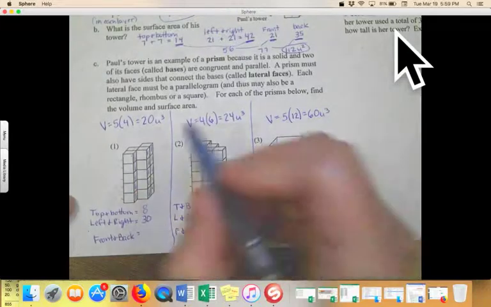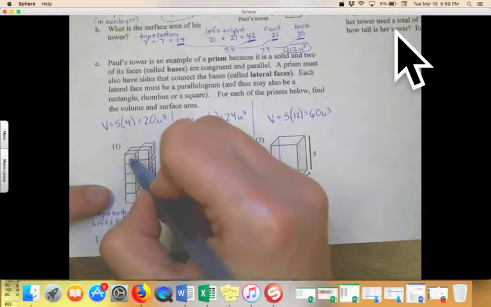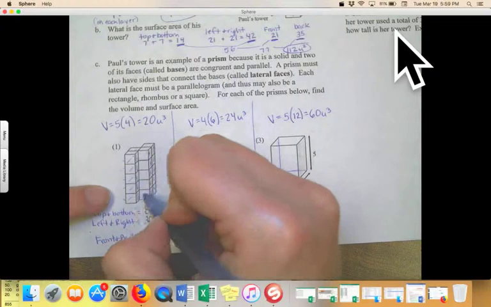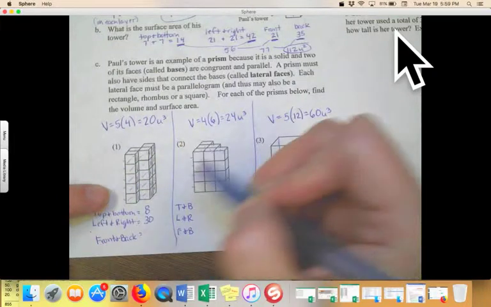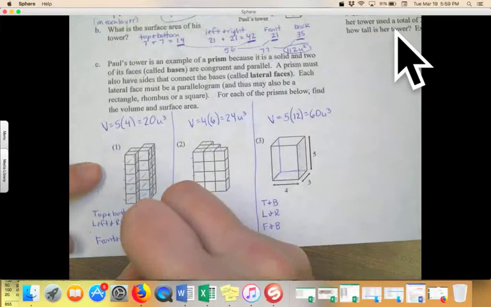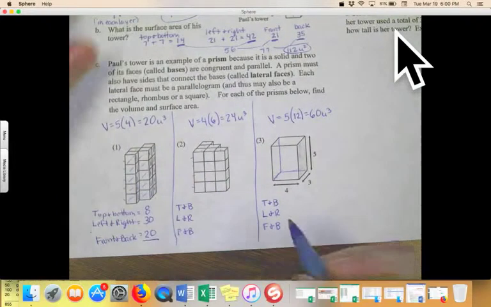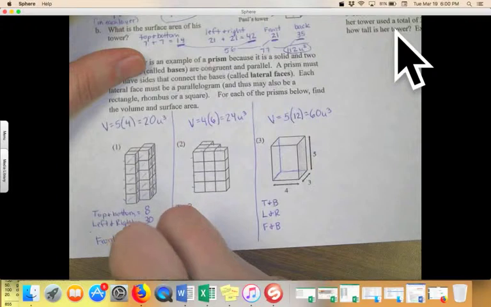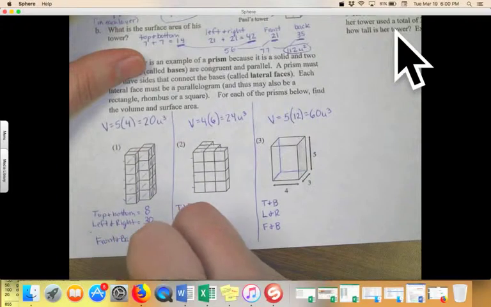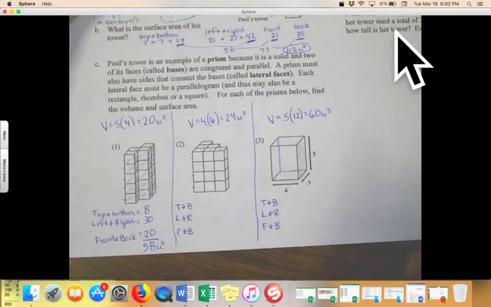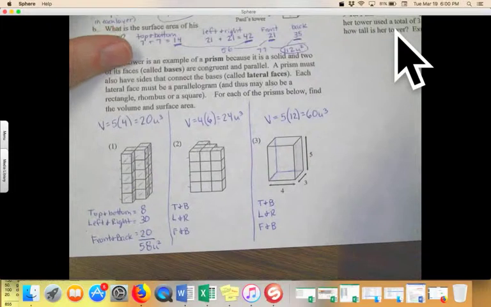Now for our front and back. For our front, we have 1, 2, 3, 4, 5, 6, 7, 8, 9, 10. And we'd have another 10 on the back. So our front and back together is 20. So when we add up all of our units here for surface area, we get 58 square units for our first structure.